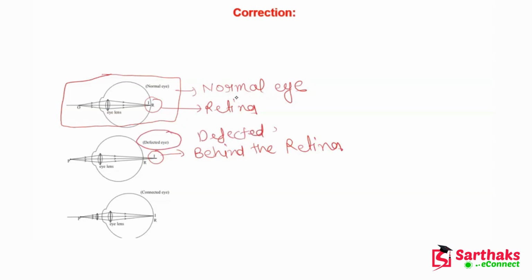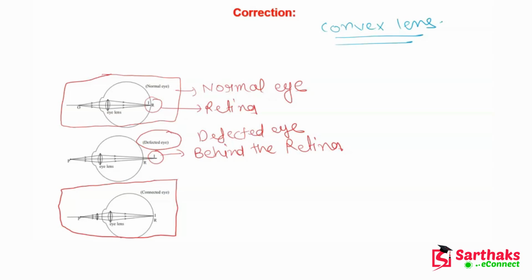Now guys, this is the third image, and here we have illustrated how this defect is corrected. So how can we do that? We can do it with the help of a convex lens. We can correct this defect by the use of a convex lens. The convex lens is basically a converging lens.